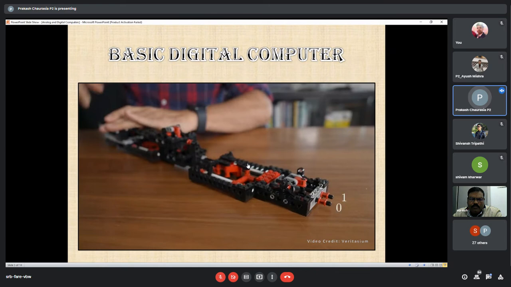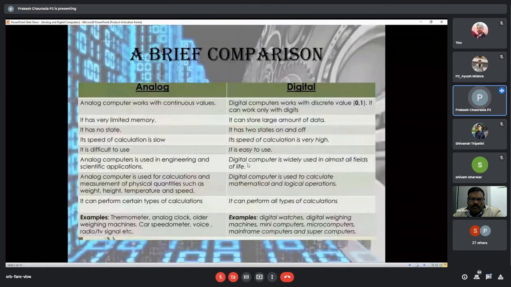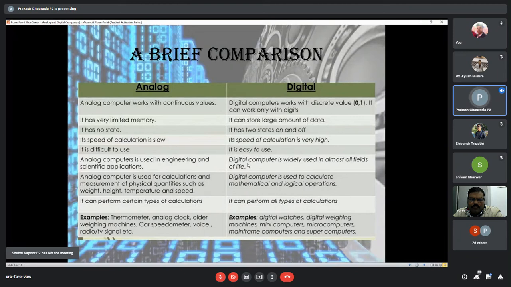Now let's give a brief comparison of analog and digital computers. An analog computer works with continuous values while digital works with discrete values, zeros and ones. Analog has no state while digital has state on and off, 0 and 1. Analog has very limited memory while digital can store a large amount of data. Analog is very fast while digital is comparatively slower. Sorry, I just said the opposite. Digital is very fast while analog is comparatively slower.